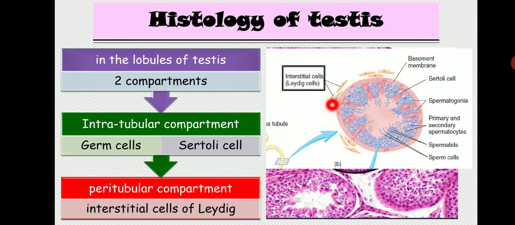And just outside the tubular compartment there is the peritubular compartment. Inside that, the interstitial cell of Leydig, or Leydig cell, will be present. Now let's discuss the receptors that are present on these cells.